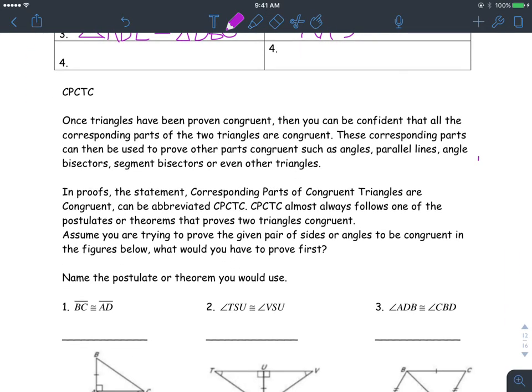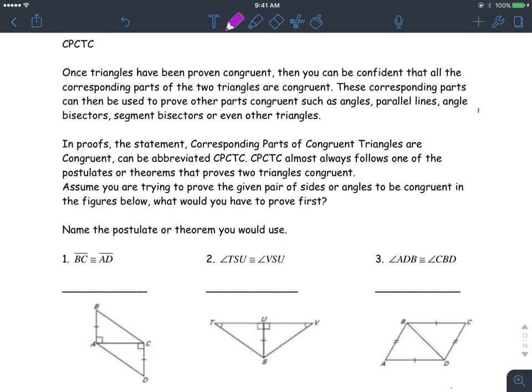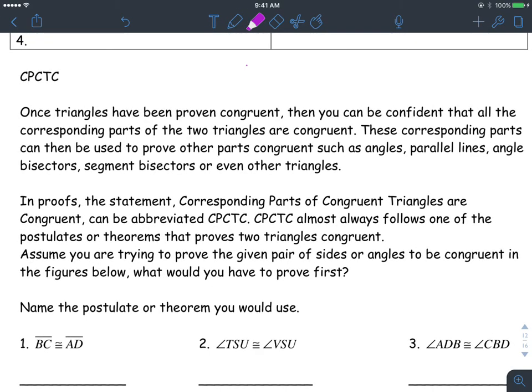Now the second part of this, doing the proofs. I'm not sure what order your teacher's doing this in, or if you're splitting this over 2 days, but we're going to jump into it here. This thing here is CPCTC. That's kind of a weird acronym, and it should be somewhere down here.